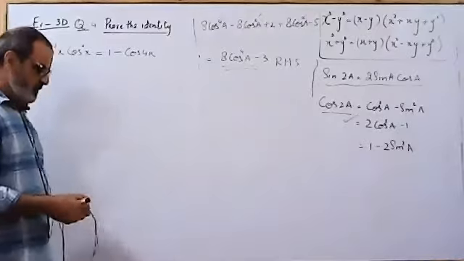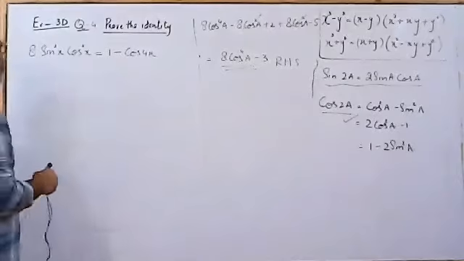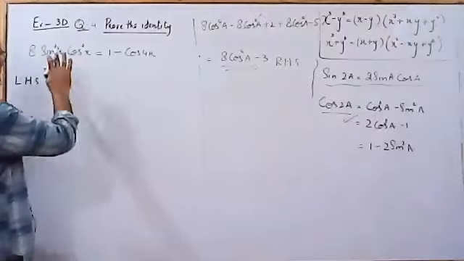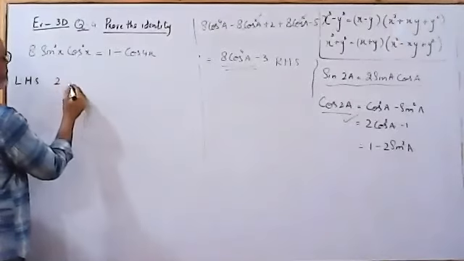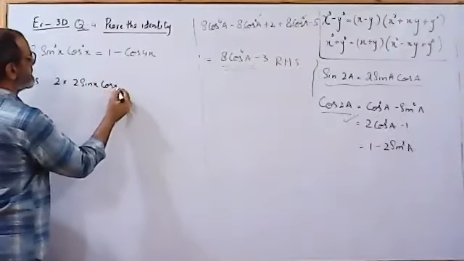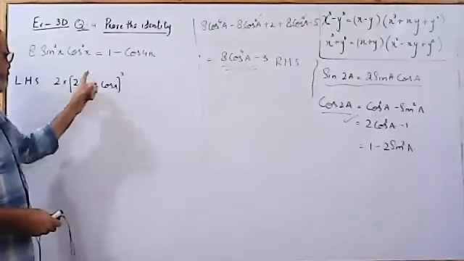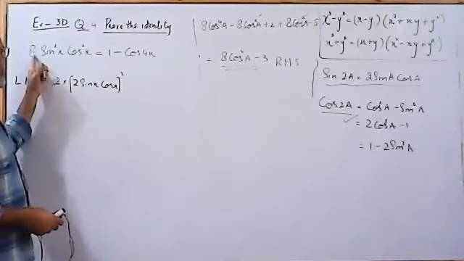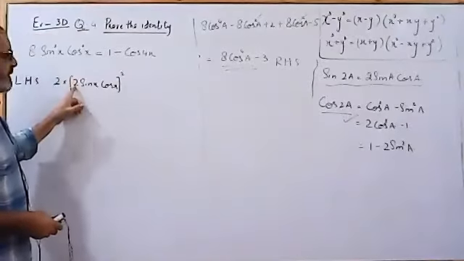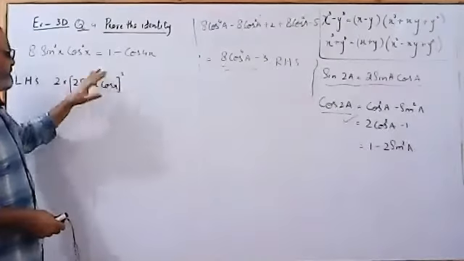Just to share an idea with you, I'm going to try the left hand side. 8 sine square cos square. I'm going to write it as 2 into 2 sine x cos x square. If I apply square on it, 2 square becomes 4, 4 twos are 8. The same expression sine square, cos square, written in a different form.